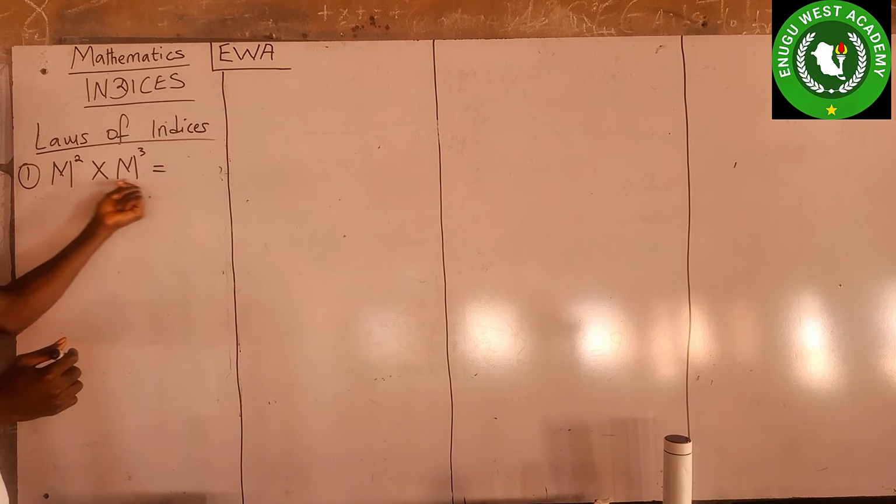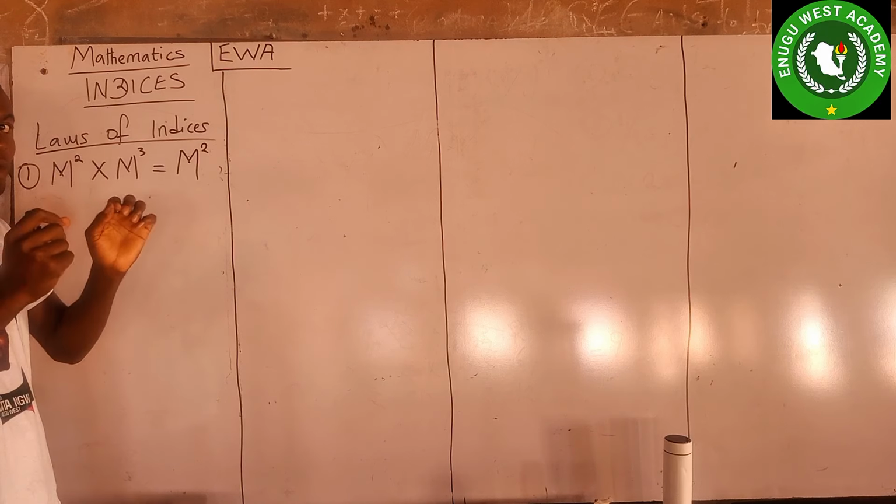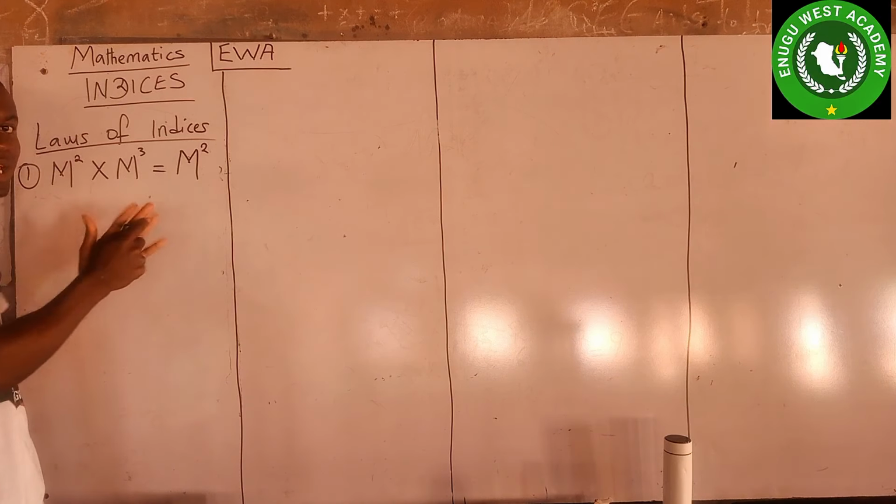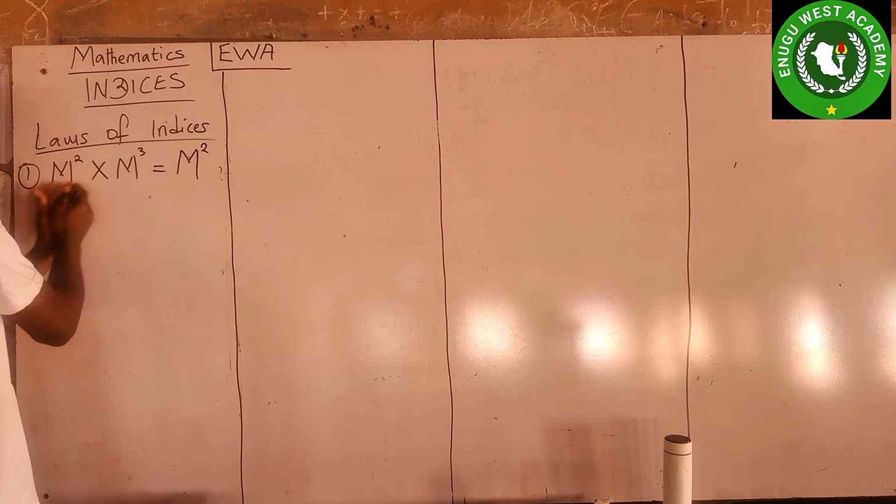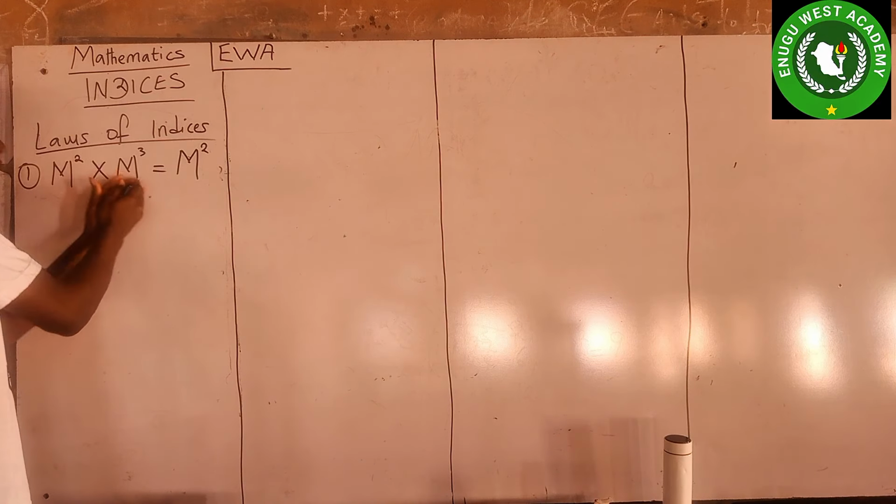Now, the multiplication law says that the multiplication sign will change to addition. You will add the powers together, provided that they are the same numbers, like we have m times m. So you will pick one m, but you will not multiply the powers. You will say 2 plus 3, which will give us m raised to power 5.